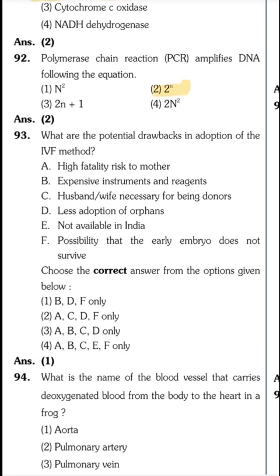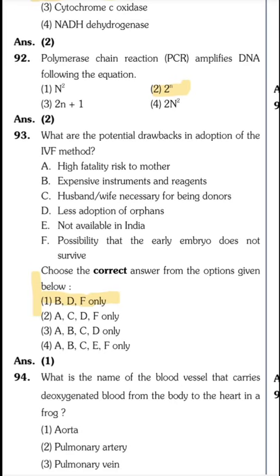Husband-wife necessary for being donors, that is not always required. Less adoption of orphans, yes, that is going to happen. That's a drawback of IVF. Not available in India, it is available in India, so that cannot be a drawback. Possibility that the early embryo does not survive, that is more possible. So the drawbacks are B, D and F. So the answer is B, D and F.